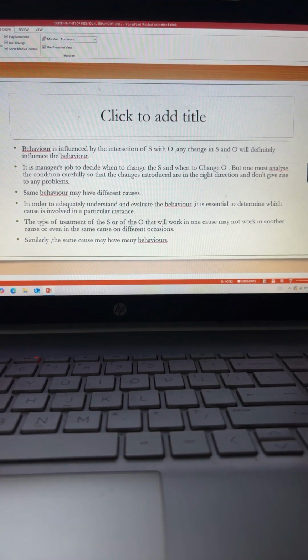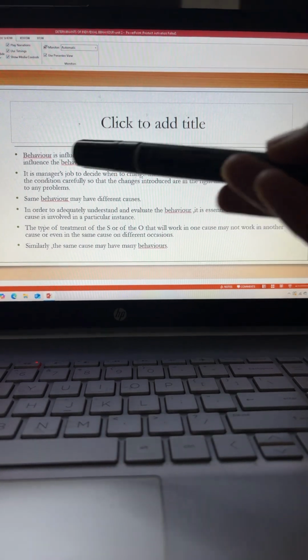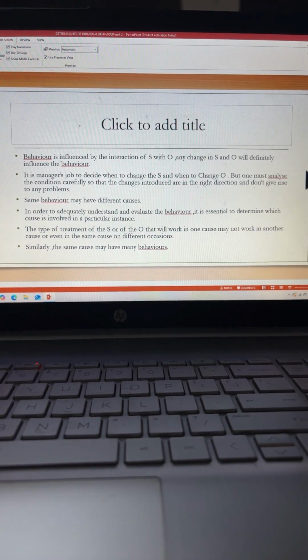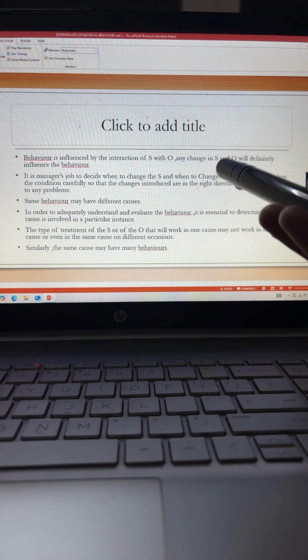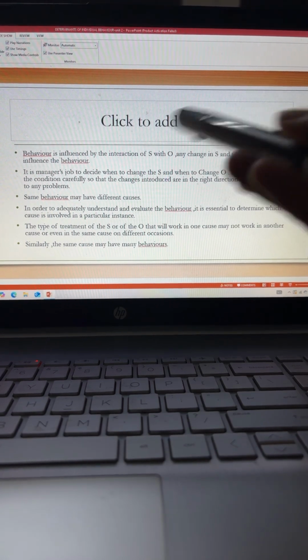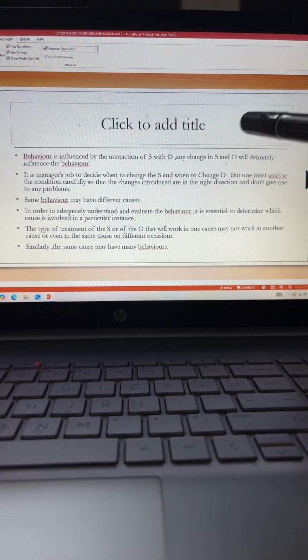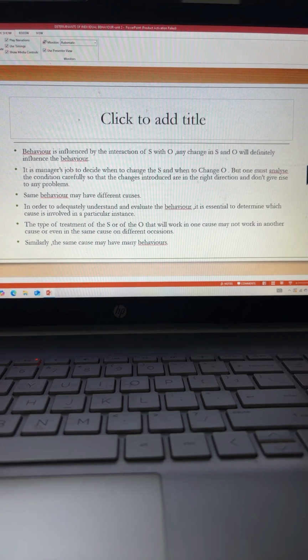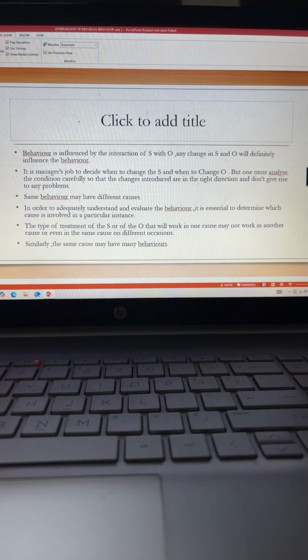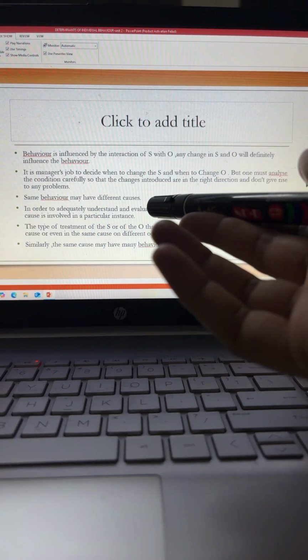So you can see that the behavior is being influenced by the interaction of S and O. So definitely if there is any change in S or O, that would influence the behavior of the particular individual. The same behavior can have different causes.